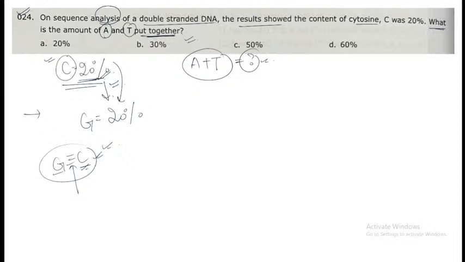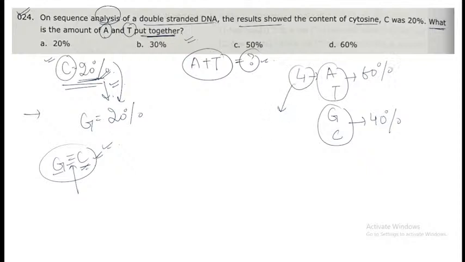So in a DNA you have four main nitrogenous bases, that is A, T, G and C. If G and C all together is 40, then A and T would be what? It would be 60, because in total there are four present, so it would be 100%. If 40 percent is occupied by G and C, you'll get the remaining two as 60%, right? So the answer is 60%.